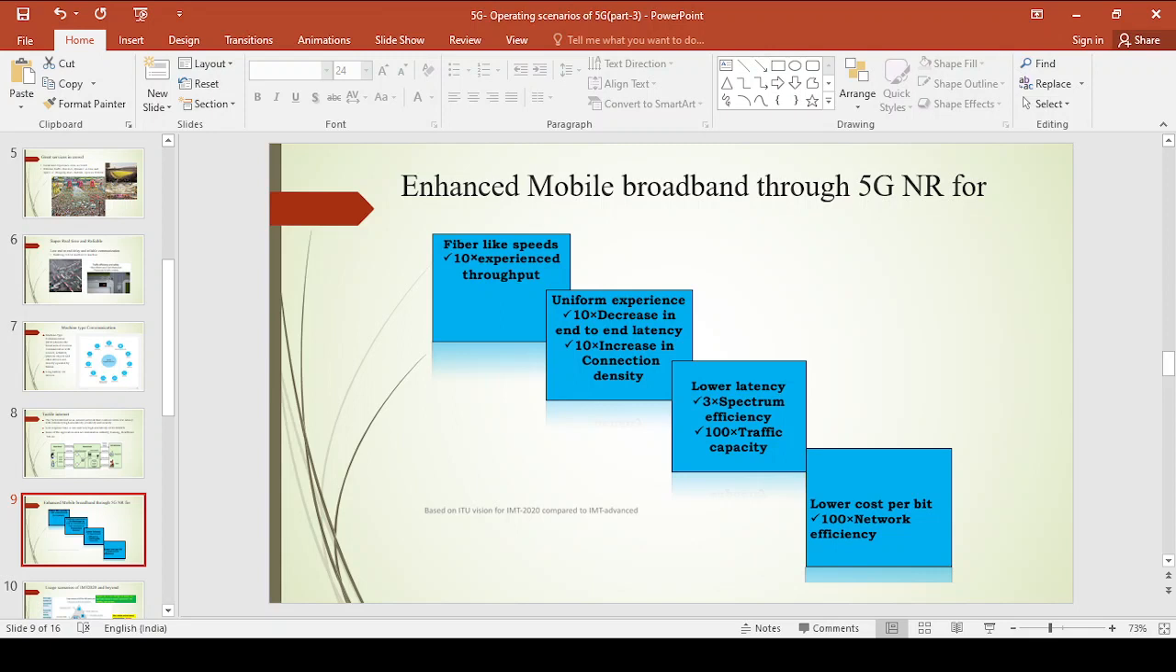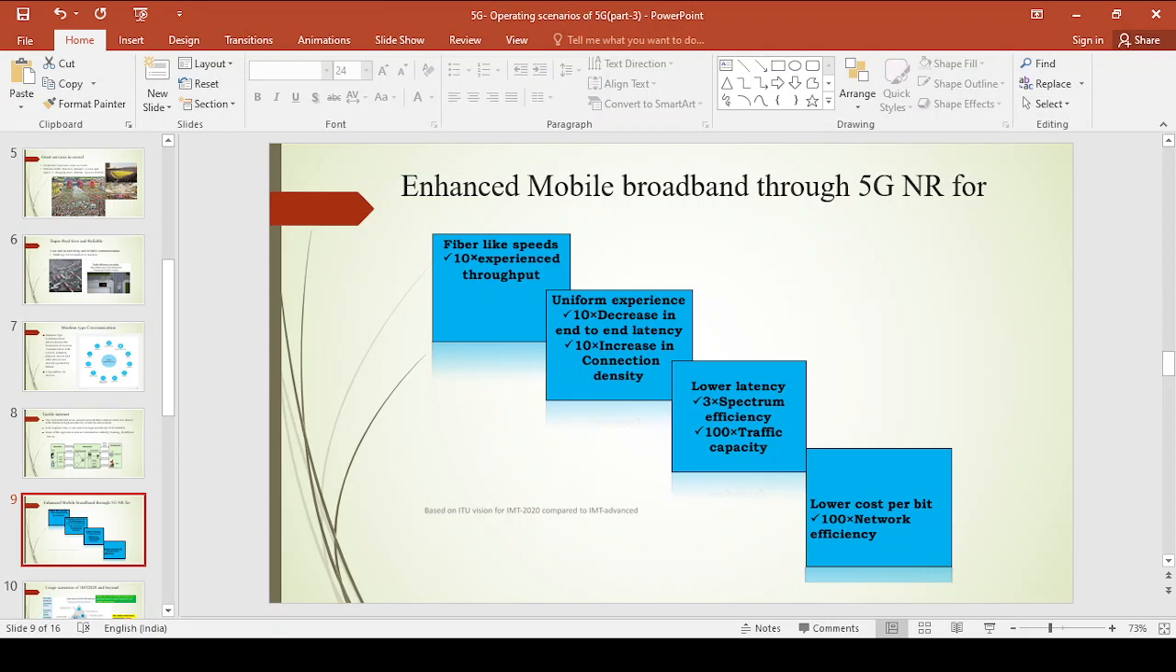Now we require enhanced mobile broadband. In this particular slide, it is shown why we require enhanced mobile broadband, right? We require enhanced mobile broadband for 5G for speed. One is for speed, and another one is for 10 times experienced throughput. That means all these values are in comparison with the previous generation, that is 4G. If you compare with 4G, the throughput should be 10 times that of 4G for the 5G, right? Fiber like speed is to be supported by the 5G, and a 10 times decrease in end-to-end latency. The latency should be decreased, and 10 times increase in connection density.